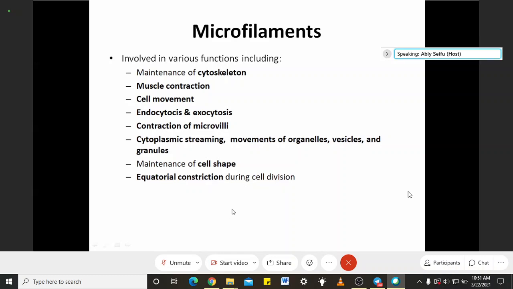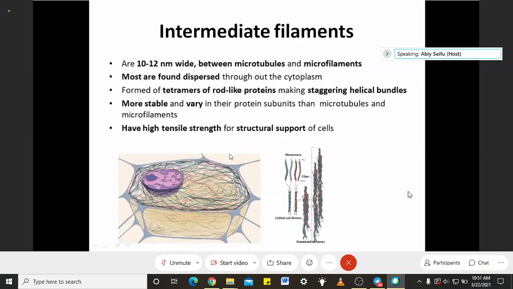Also, in these activities, microfilaments are also involved. So you see, microfilaments have plenty of functions.